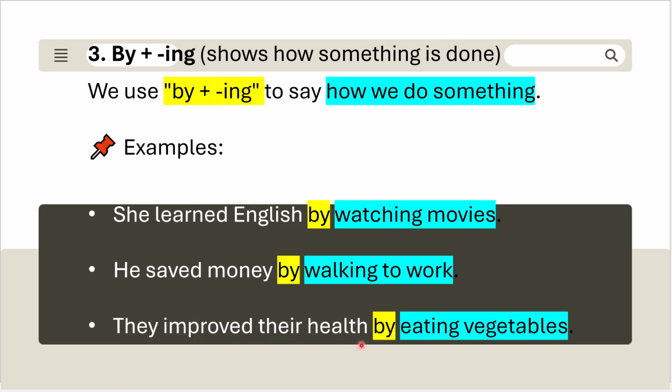They improved their health by eating vegetables. How have they improved their health? By eating vegetables. So they started eating vegetables and they improved their health conditions. So whenever we do something, we use this word by plus ing. It shows how we do something. Okay, let's move on and have some practice questions.